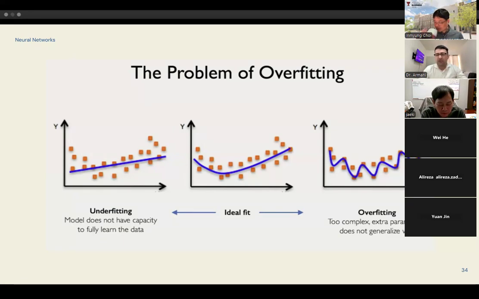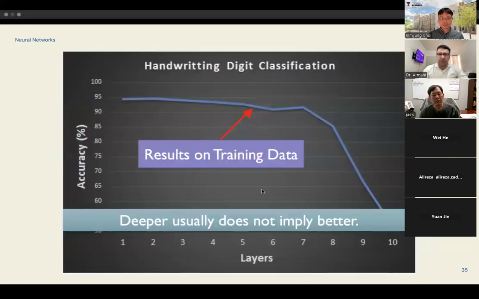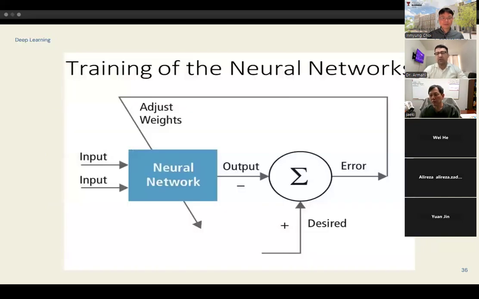That means the network is memorizing the data along with the noise. It is not learning the patterns. So we should not have too many parameters either. We should have the right number of layers and parameters. If we have too many parameters and too many layers, we may even have worse performance, even in the training data. So how do we do the training in neural networks?